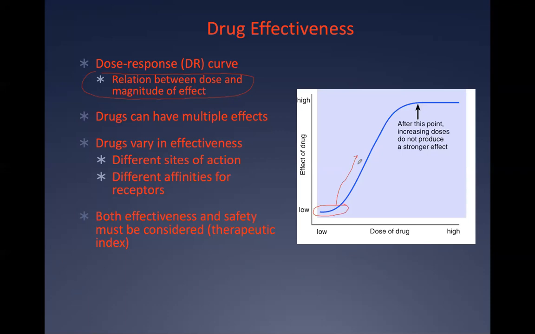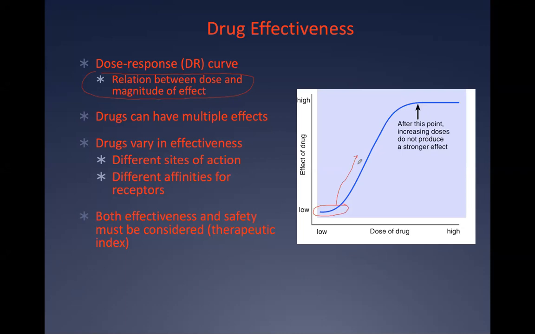This concept of the difference between therapeutic efficacy and safety, or when the side effects occur, is what we refer to as the therapeutic index. So that's the relationship between the effective dose and, I hate to use the word toxic dose, but the dose at which side effects may occur.